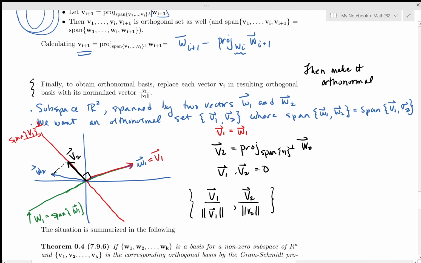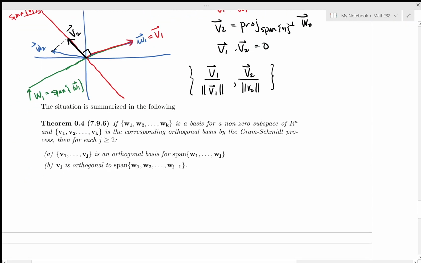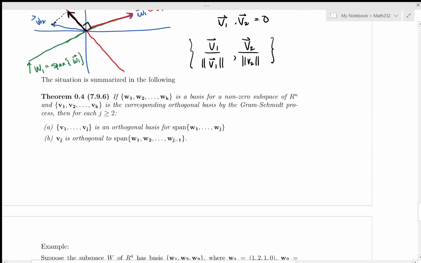And now if there's a third one, if I was moving up a dimension, then what I do is find the orthogonal complement of the span of V1 and V2, and then I project W3 onto that. And I just keep building until I finish the Gram Schmidt process. Okay, so here's a statement for that.